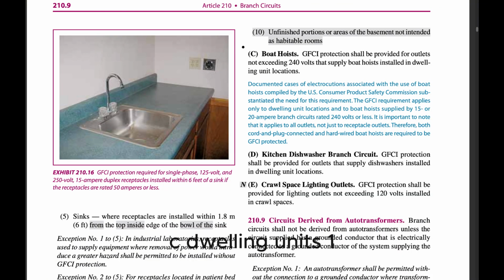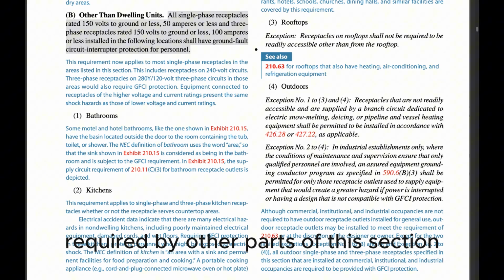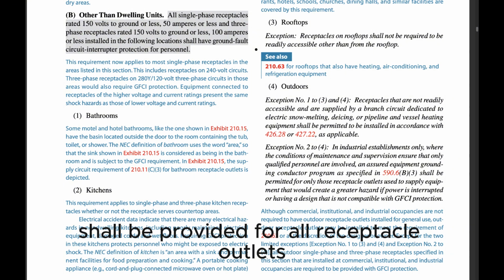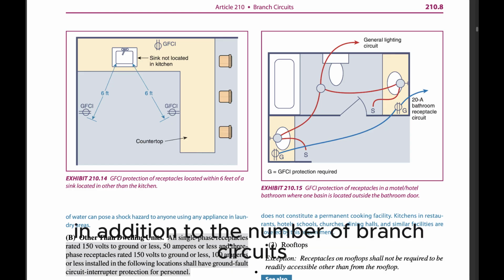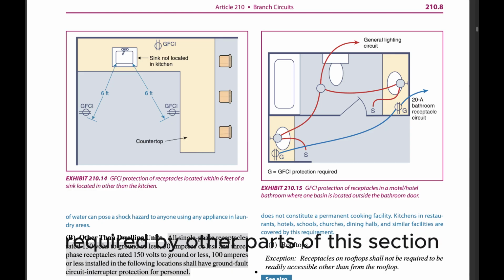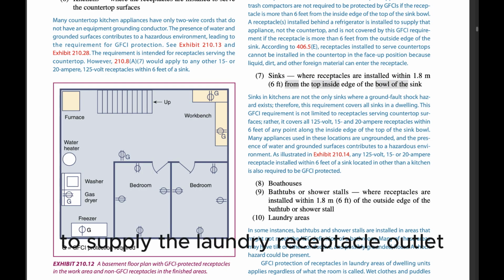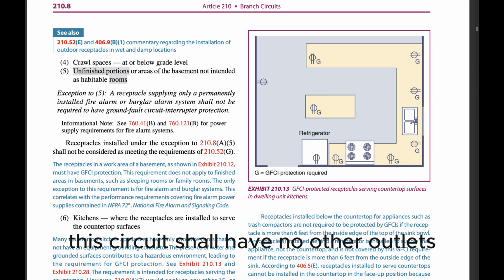C. Dwelling units. 1. Small-appliance branch circuits. In addition to the number of branch circuits required by other parts of this section, two or more 20-ampere small-appliance branch circuits shall be provided for all receptacle outlets specified by 210.52(B). 2. Laundry branch circuits. In addition to the number of branch circuits required by other parts of this section, at least one additional 20-ampere branch circuit shall be provided to supply the laundry receptacle outlet as required by 210.52(F). This circuit shall have no other outlets.